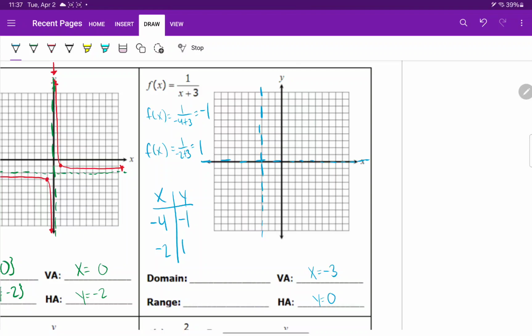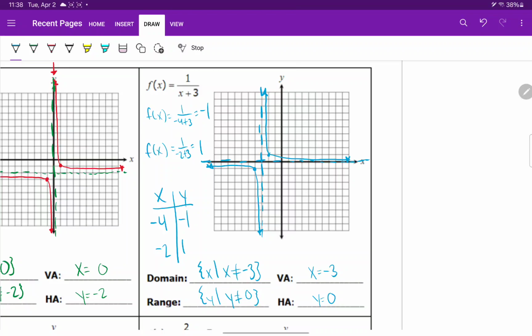Okay, so we're going to plot these points now and see which quadrant our branch is in. So we have (-4, -1), and we have (-2, 1). And again, our branches are going to be in quadrants 1 and 3. And there you go. So for our domain, we can see that it's all real numbers except x cannot equal -3. And for our range, y such that y cannot equal 0. All right, and there's all the information we need for that one.